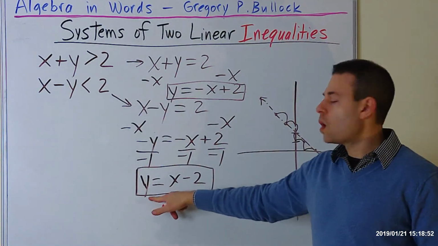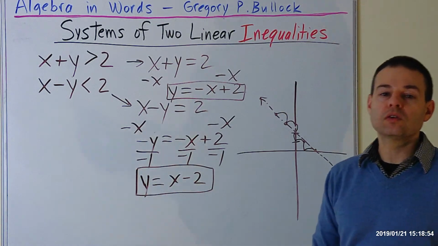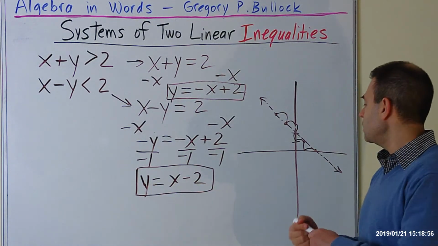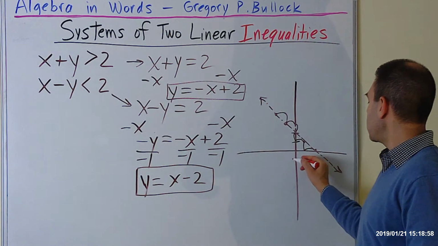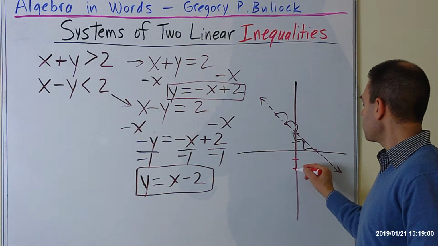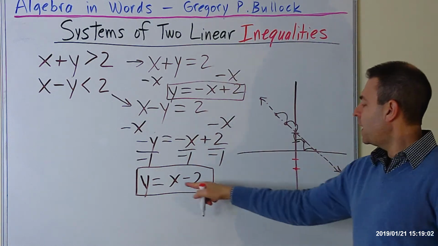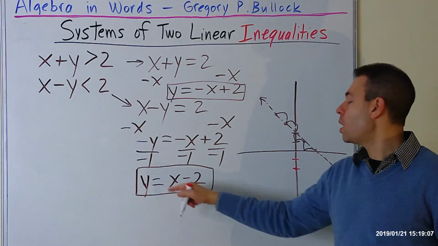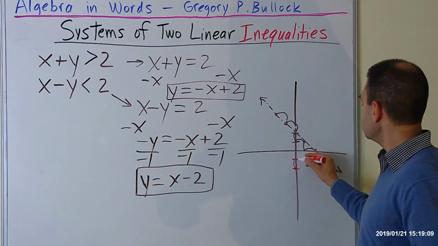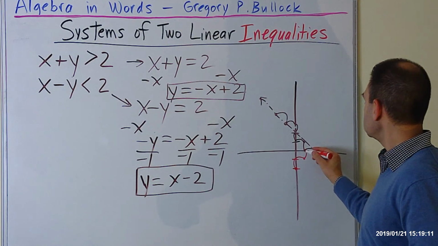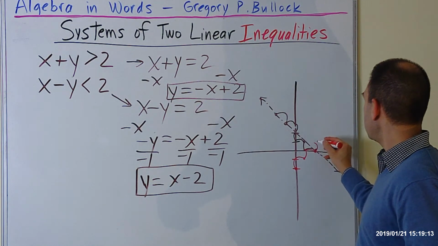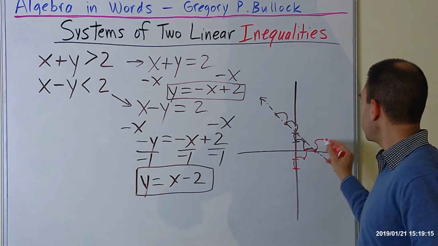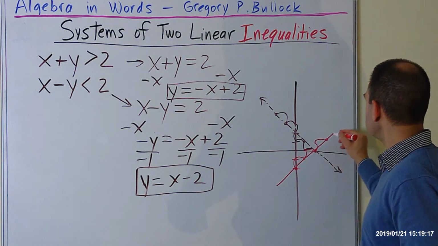The other equation is y equals x minus 2. So we're going to plot the minus 2, down 1, 2. That's the y-intercept. And in this case, the slope is positive 1 over 1. So we're going to go up 1 to the right 1. Up 1 to the right 1. Up 1 to the right 1. And we have a bunch of points. Let's graph that.